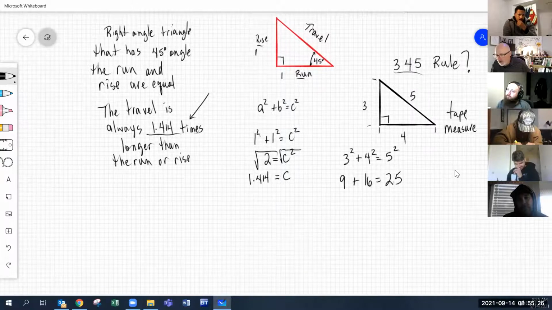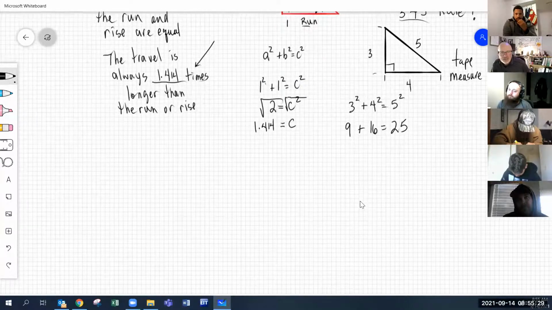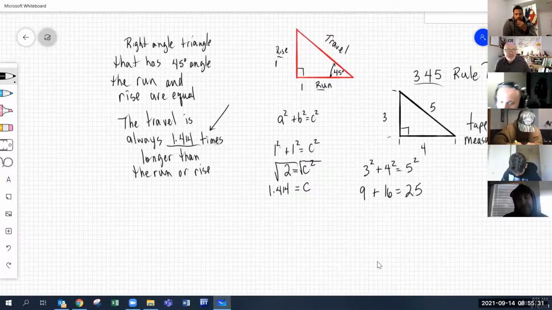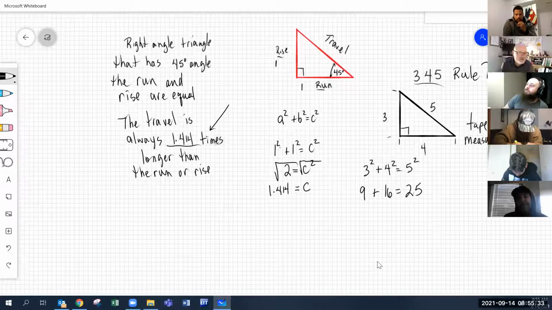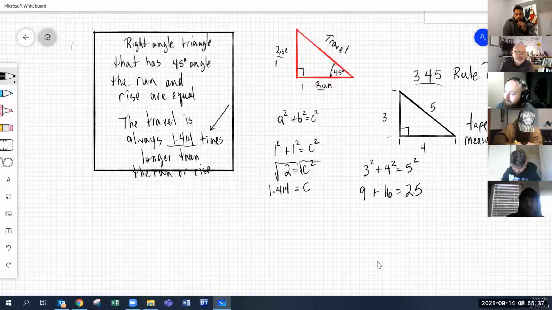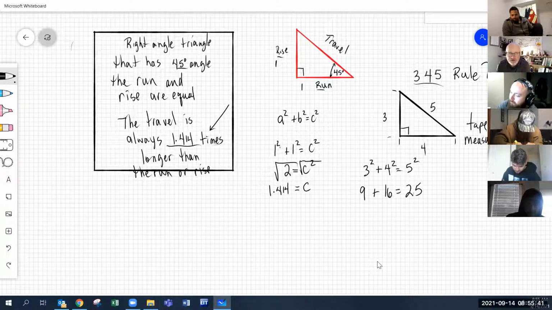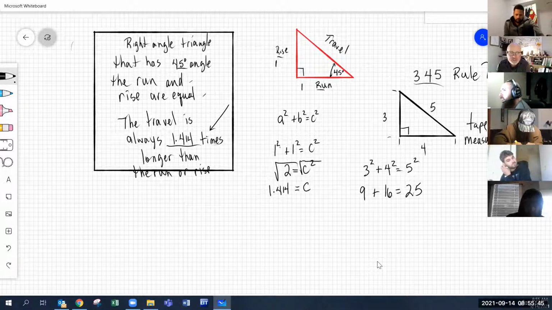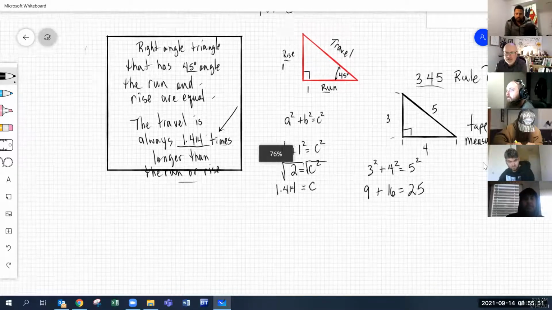All right, so on my screen, we talked about this portion right here, and this is very important because we're going to lean on this very heavily. Right angle triangles that have a 45-degree angle, the run and rise are equal. The travel is always 1.414 times longer than the rise or the run.